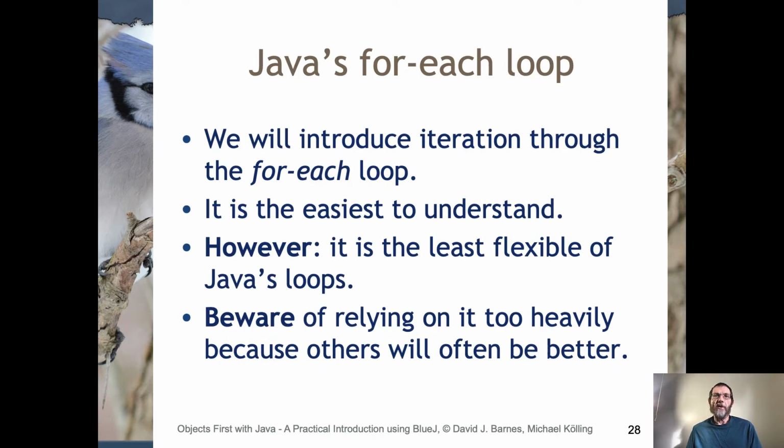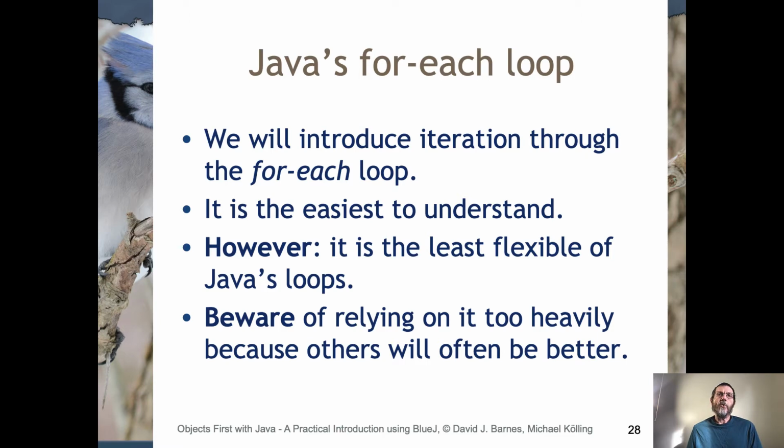Now, one of the reasons that we're introducing the for each loop initially is that it's probably the easiest kind of loop to understand. However, something that it's important to bear in mind as you develop your understanding of other types of loop in Java is that it's actually the least flexible of Java's loops, and that's probably what makes it the easiest to understand.